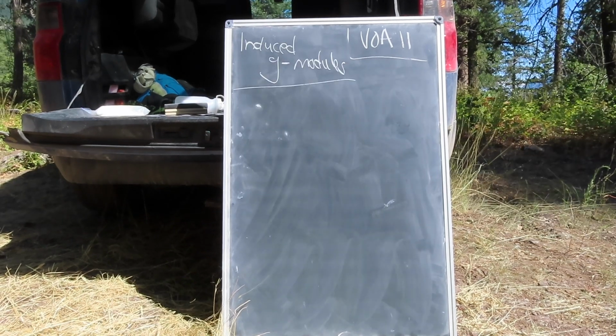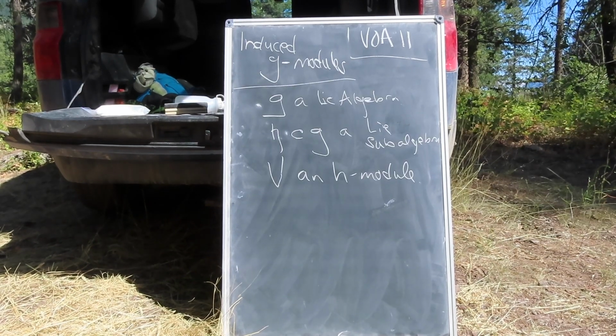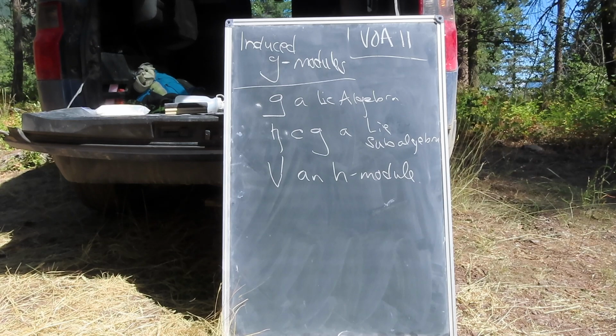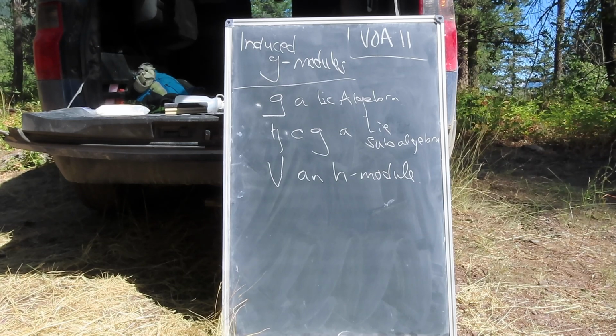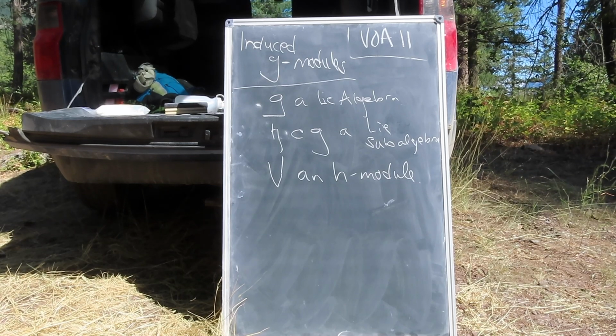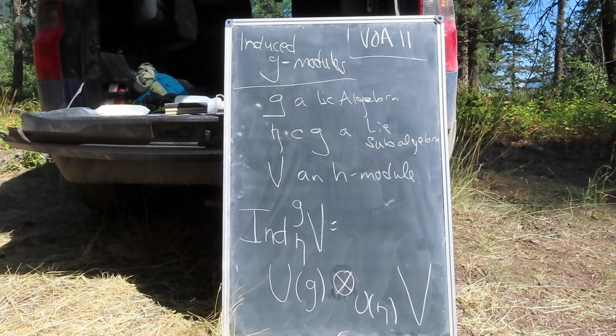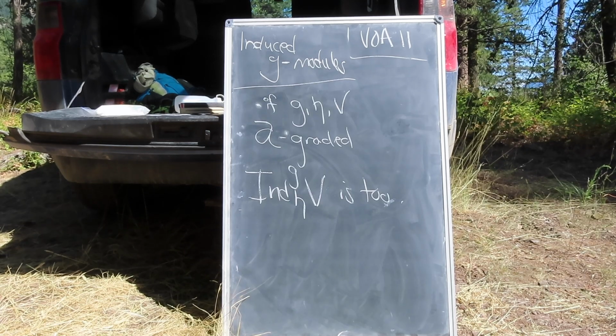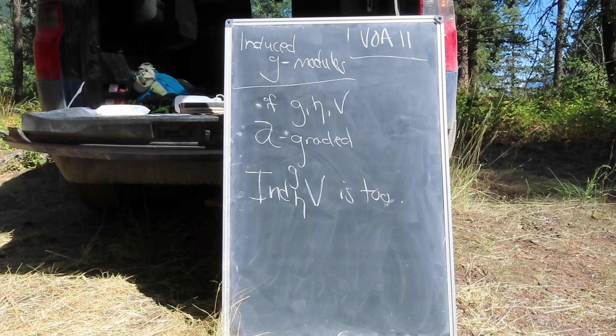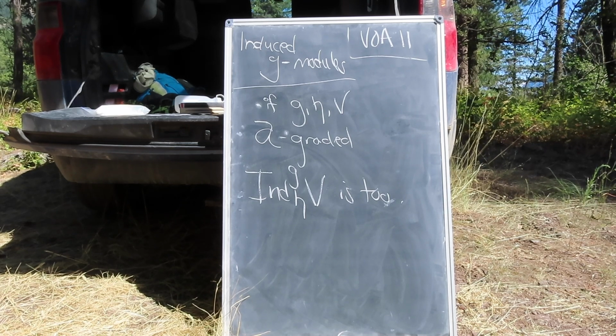The induced module. Given a subalgebra H of a Lie algebra G and an H-module V, we can induce a G-module as the balanced product of U(G) and V, with respect to the algebra multiplication from U(H). Evidently, this construction preserves a grading, assuming G, H, and V are all 𝔞-graded.